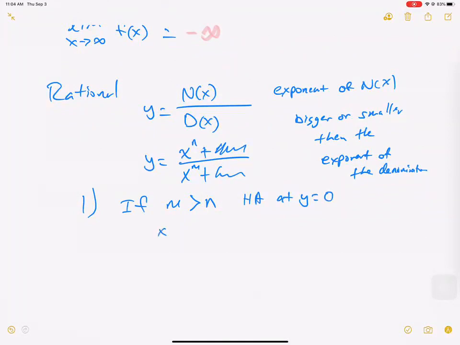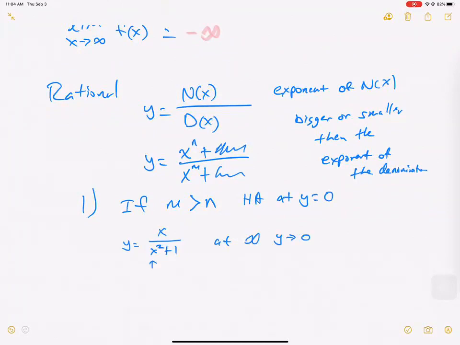Now let me give you an example of that. If I write x over x squared plus 1, okay? At infinity, doesn't the bottom blow out the top because it's going to be so much bigger? And when the denominator is bigger than the numerator, it leads us to 0. Y goes to 0.